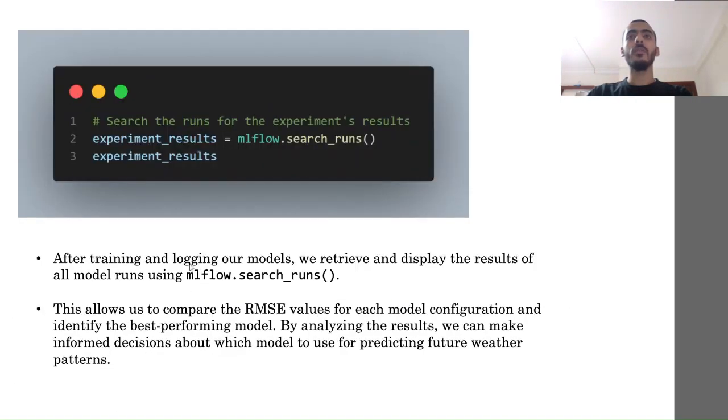After training and logging our models, we retrieve and display the results of the model runs using the MLflow search_runs function, so we can review the experiment results. This allows us to compare the RMSE value for each model configuration and identify the best performing model. By analyzing the results, we can make an informed decision about which model to use for predicting future weather.